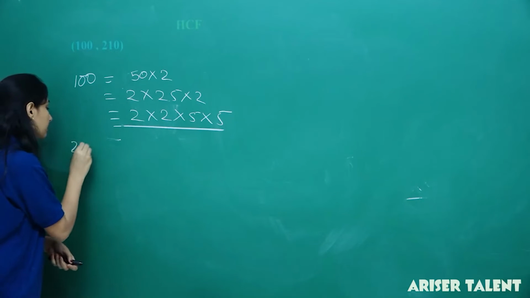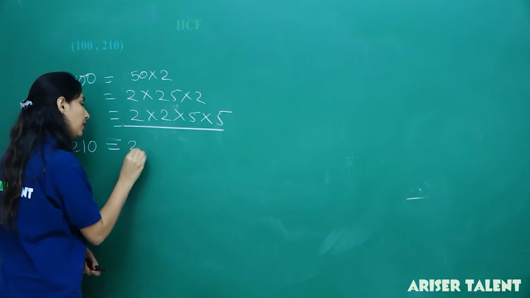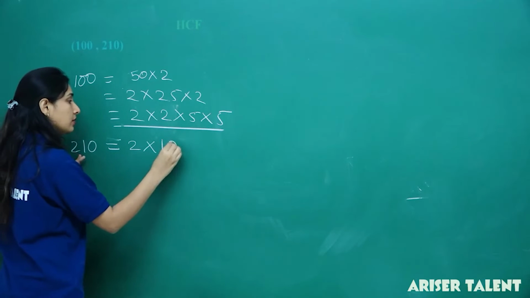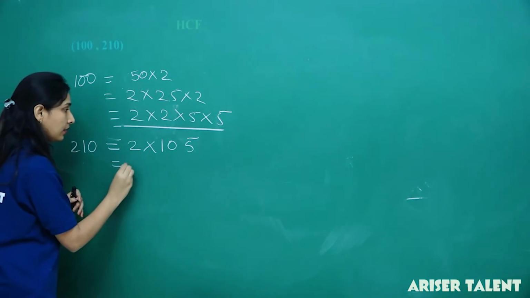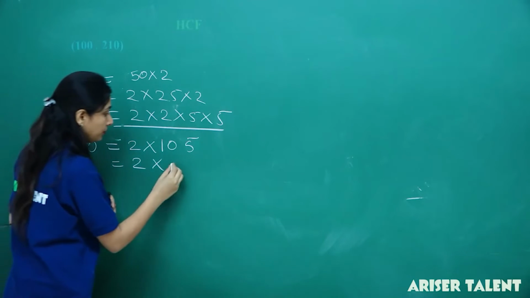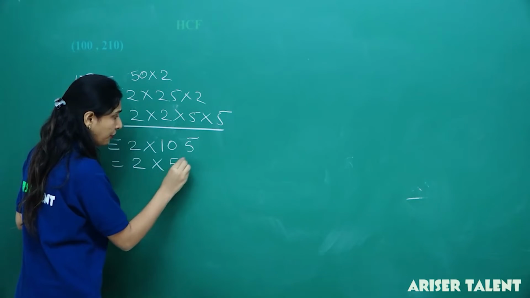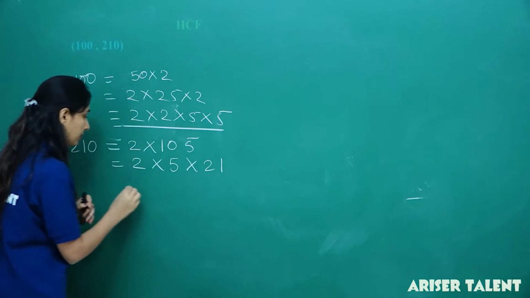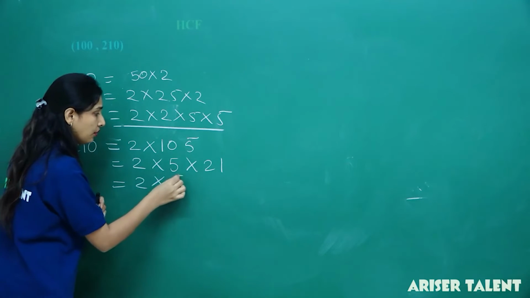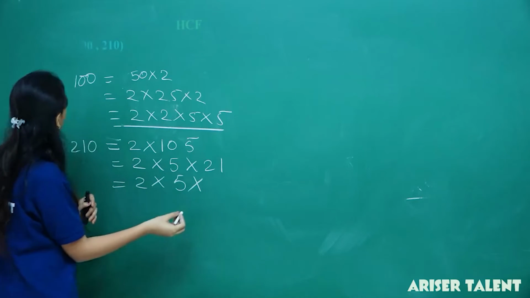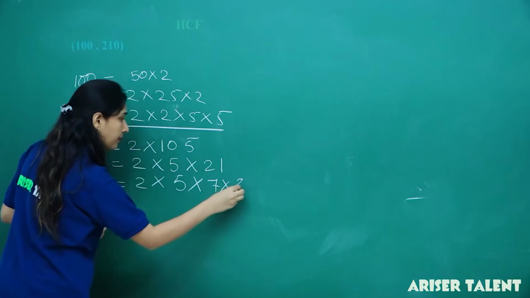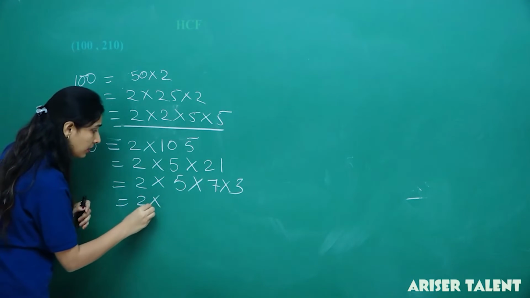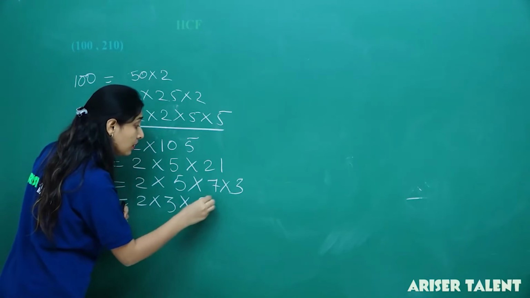Now 210: simply 2, 1, 0, and 5. Then 2 into 5 into 21. Then 2 into 5 into 7 into 3. We will write in order: 2 into 3 into 5 into 7.